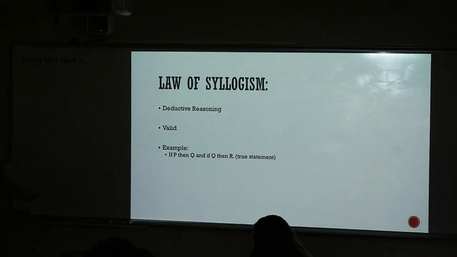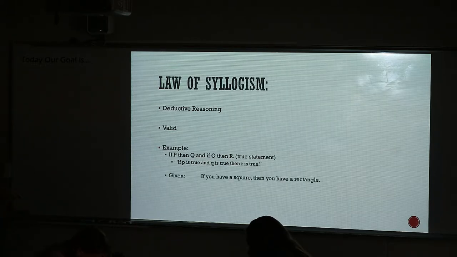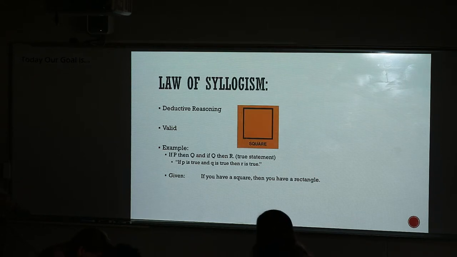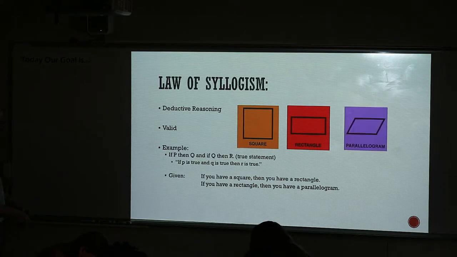So if P, then Q, and if Q, then R, so there's multiple things happening back to back. It's like you have to go through a checklist to get to certain things. If you start with the first thing true, the second thing true, the third thing true, then here's my example. You have a square, you have a rectangle. Here's a square, here's a rectangle. If I tell you you have a rectangle, then you have a parallelogram. So there's a daisy chain, right? You start with a square, well, that's a rectangle, and a rectangle is a parallelogram.